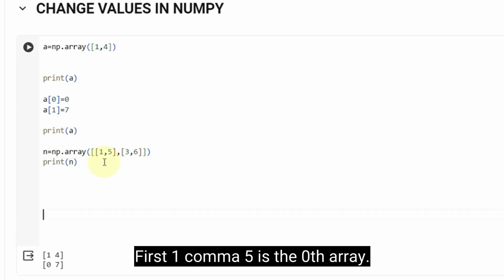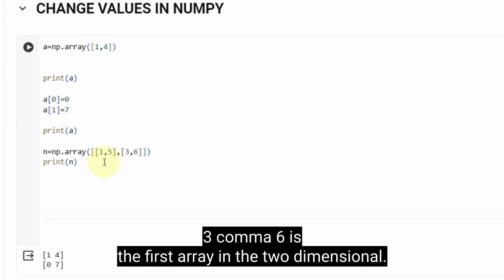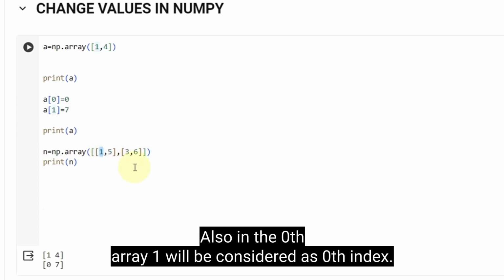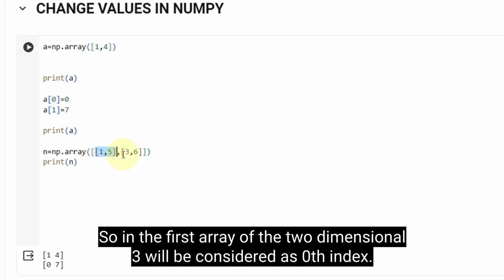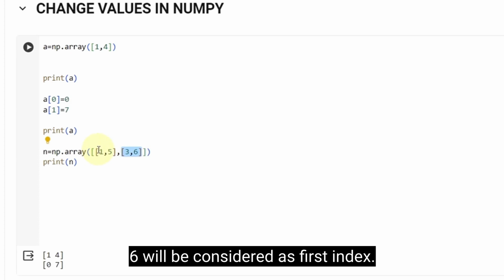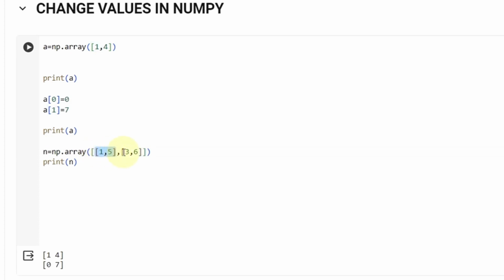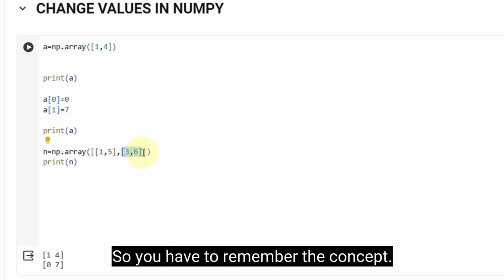First, 1, 5 is the 0th array. 3, 6 is the first array in the two-dimensional. Also, in the 0th array, 1 will be considered as the 0th index and 5 will be considered as the first index. In the first array of the two-dimensional, 3 will be considered as the 0th index and 6 will be considered as the first index. So you have to remember the concept.